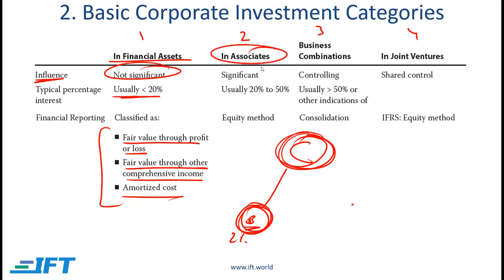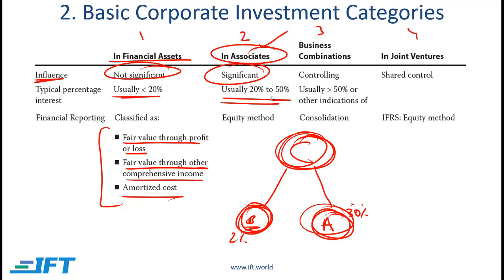We can also have an investment in associates. So let's say company C makes an investment in A, and over here C buys 30% of the shares outstanding of company A. Now, if C has significant influence over the operations of company A, then we say that this is an investment in an associate. Generally speaking, when an investment is between 20% to 50%, then there is significant influence, and we say that the investment is in an associate. And the accounting method used is called the equity method. This is quite important, and we'll be discussing this in a lot of detail.